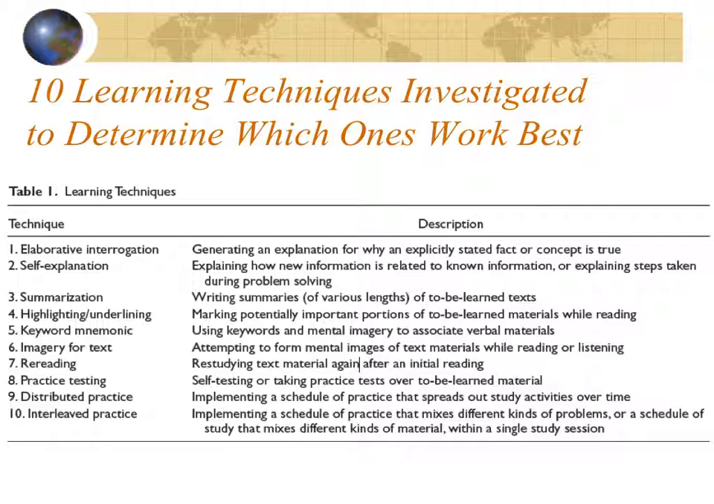They involve things like elaborative learning, where you have to generate an explanation of why for something, self-explanation, which has you explain something with respect to something you already know, summarization, which basically asks you to summarize things. Number 4 is highlighting and underlining, which is often a study strategy students use when reading.